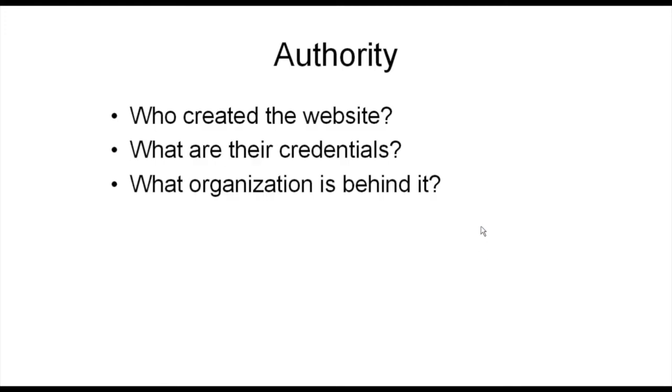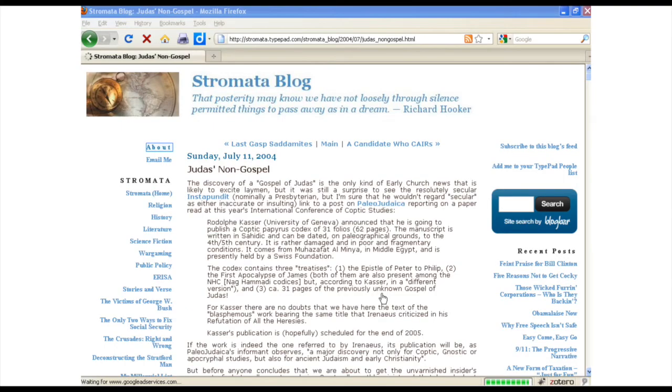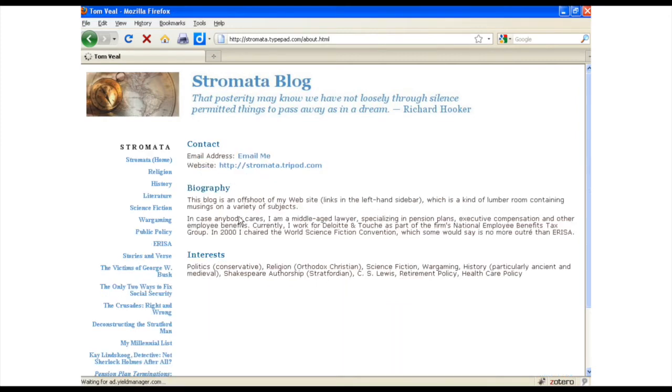Authority. Who created the website? Do they have special knowledge or education that makes them a credible expert on the topic? If the website comes from an organization, find out if it is respected, and ideally a scholarly organization. For example, if we look for the author of this blog, we discover that he is a lawyer and studying this topic is a hobby of his. He doesn't have any scholarly credentials for religion.